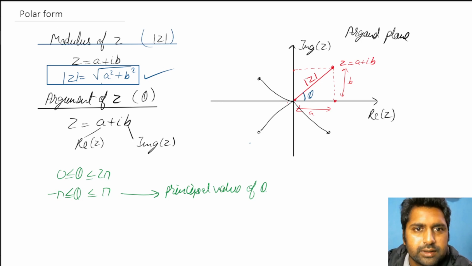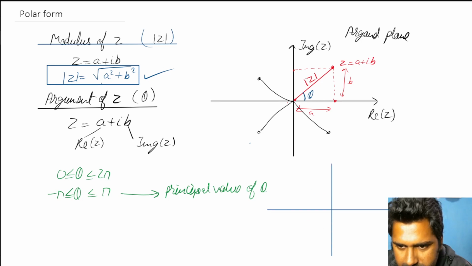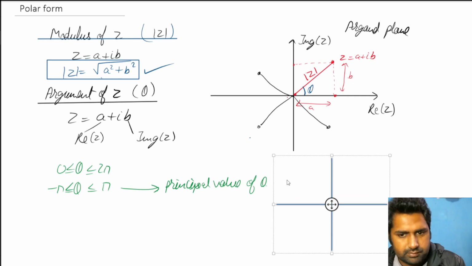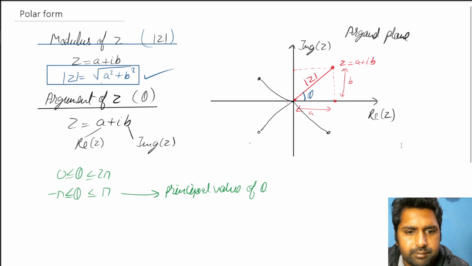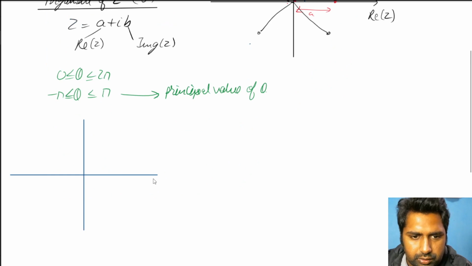I'll write it here only. I think a diagram is effectively needed. I'll take some more space and draw it here. So in order to find the argument, first of all, use this diagram. This will help you a lot.